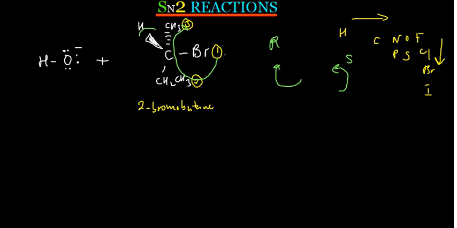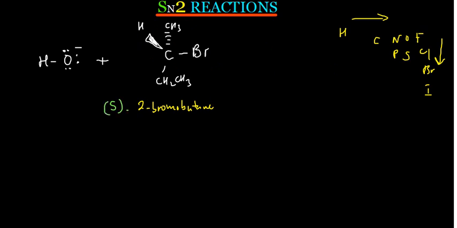Now because this one is not in the back, it is in the front. This configuration was supposed to be an R configuration, but because this group is in front, we change. When the fourth group is in front, instead of giving you R, it is going to give you S. So for this one, this is going to be S-2-bromobutane.